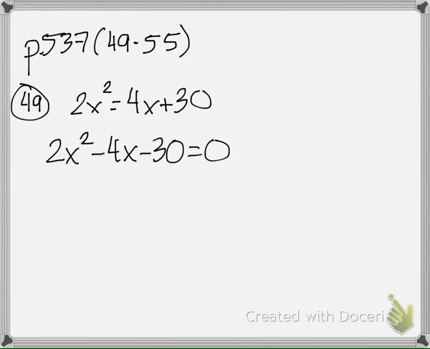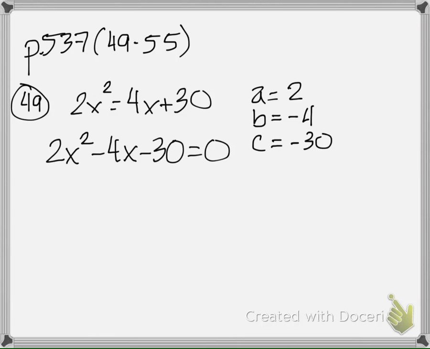So when I move 4x and positive 30 over to the left side of my equation to be with your 2x squared, you end up with 0 on the right-hand side of your equal sign. And you end up with a negative 4x and a negative 30 on the left side. Once you've done that, you can establish what your A, your B, and your C are. I recommend you always write A equals, B equals, and C equals for consistency.